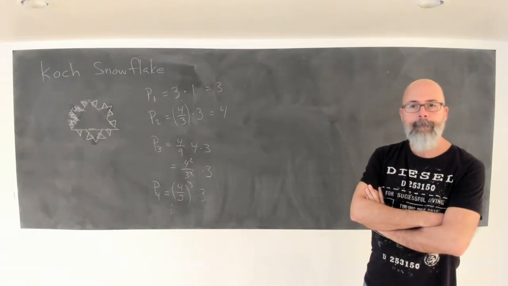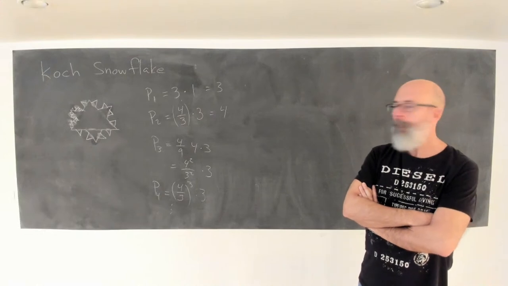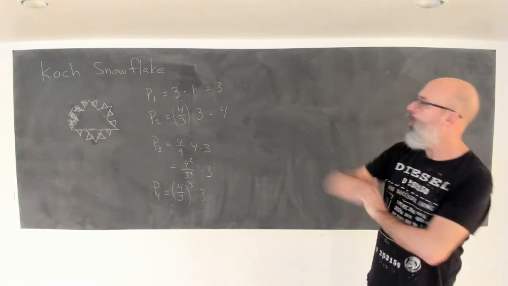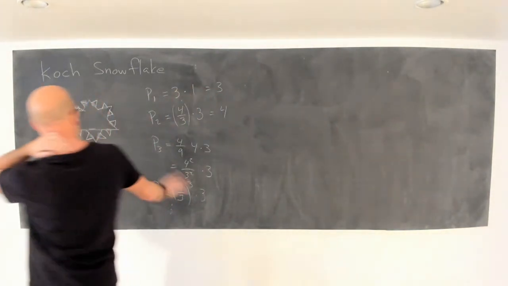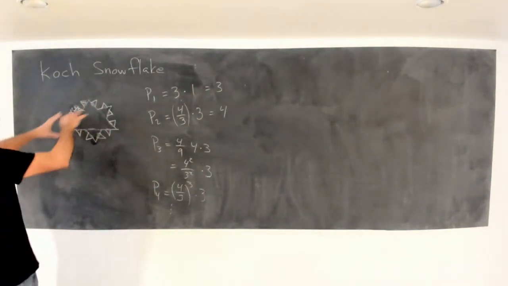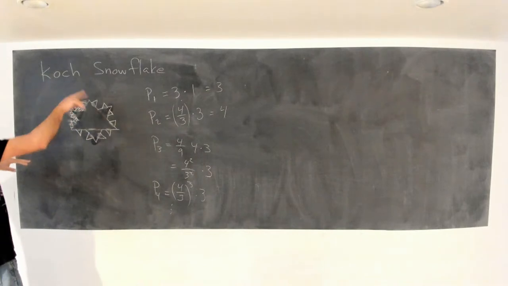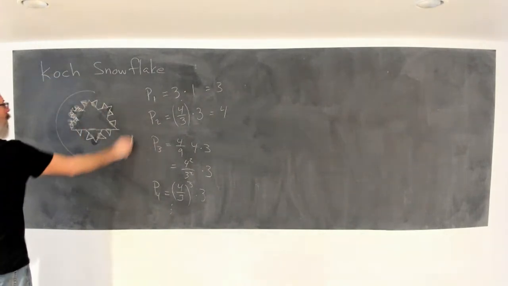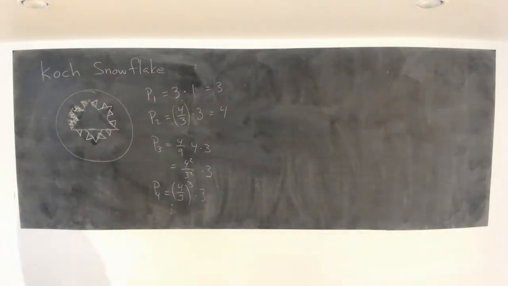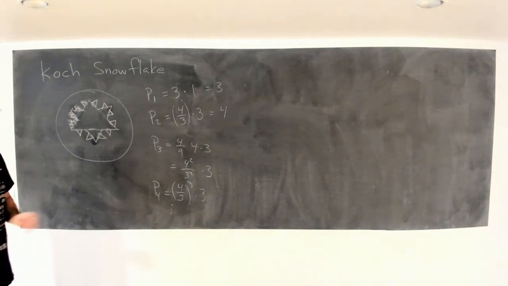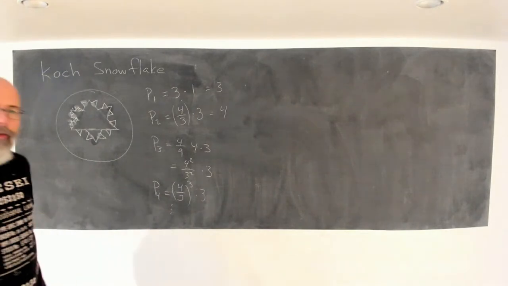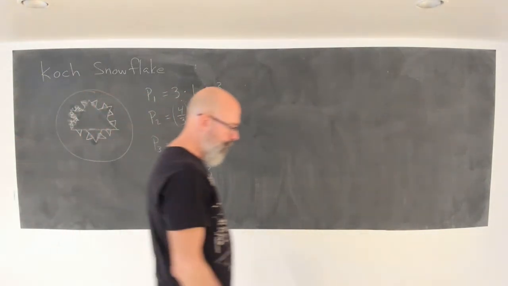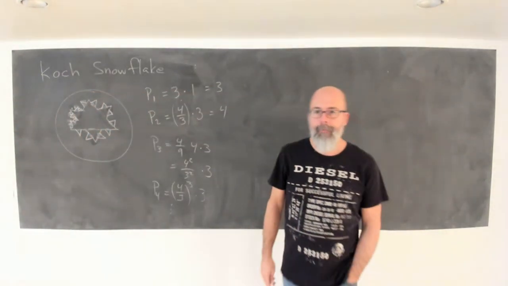Questions? Anybody? So my point is, if you keep going forever, you get a larger and larger curve, and this curve is always contained in some circle. So you have an infinitely long curve contained in a finite space.